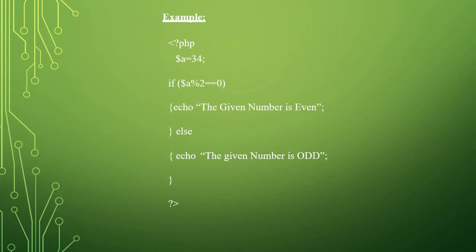For example, if you want to find whether the given number is odd or even, you can write code like this: $A equal to 34. If $A mod 2 double equal to 0, then it is an even number, otherwise it is an odd number.